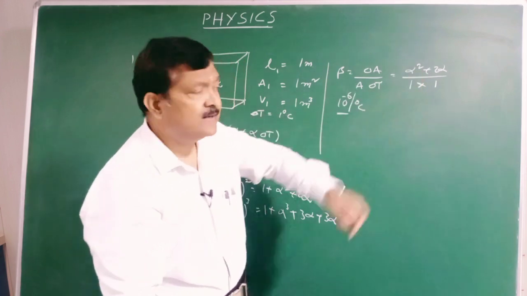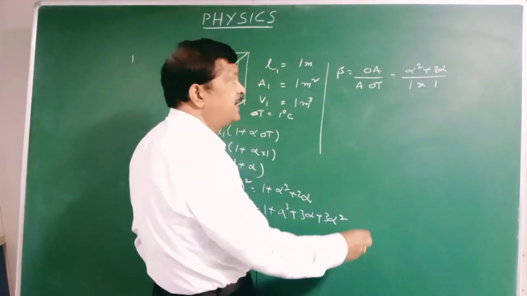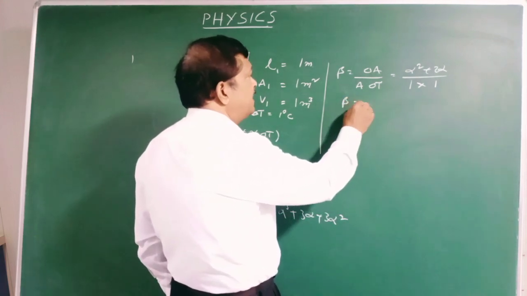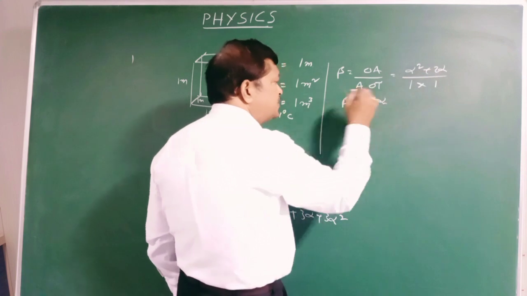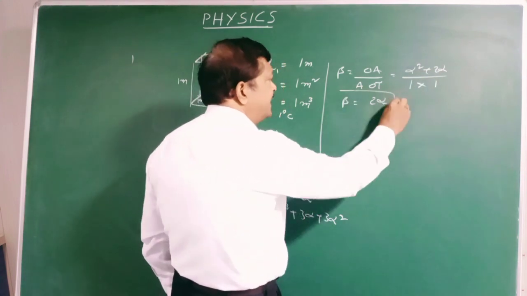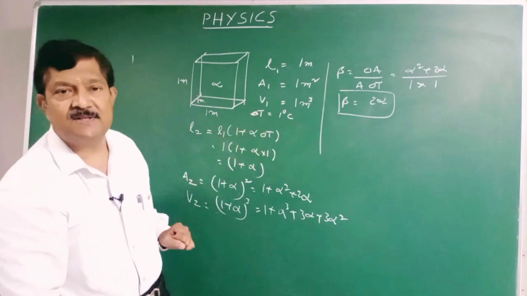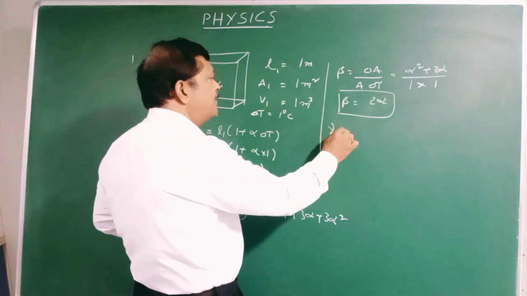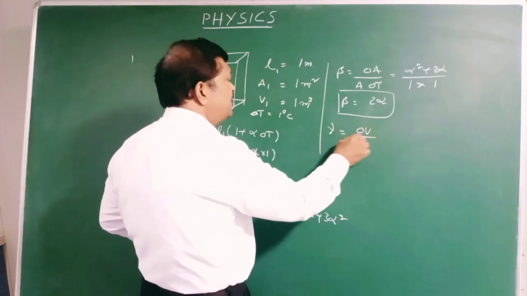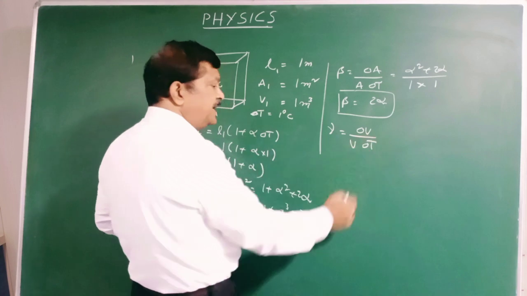So we need not consider the value of alpha square. When you neglect alpha square, because it is negligibly small numerically, we can write beta equal to 2 alpha. So we get the result beta equal to 2 alpha for a solid like this. And similarly, let us calculate the value of gamma. Gamma is change in volume divided by initial volume and change in temperature.